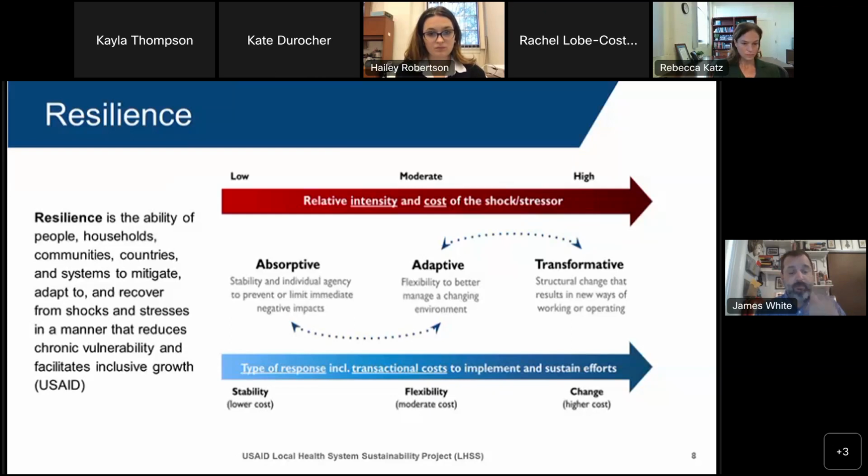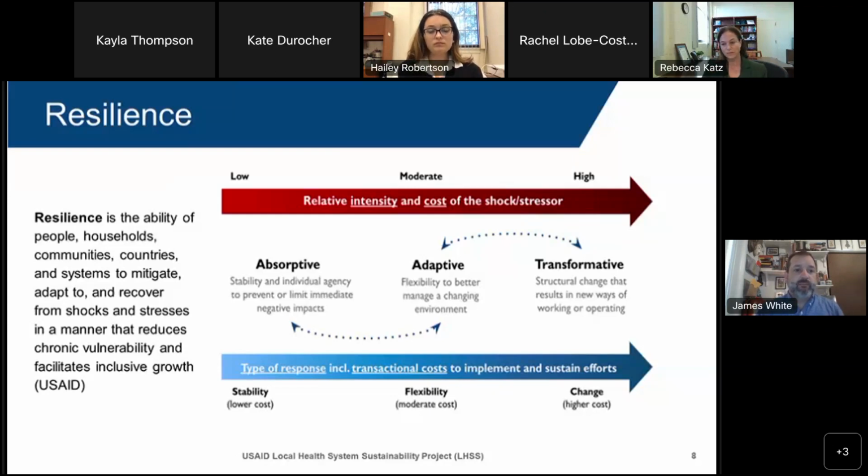And you see here a diagram describing absorptive, adaptive, and transformative forms of resilience. And we look at these as different ways to respond to different intensity levels and costs of various shocks and stressors. So again, resilience of the health system being our key goal.